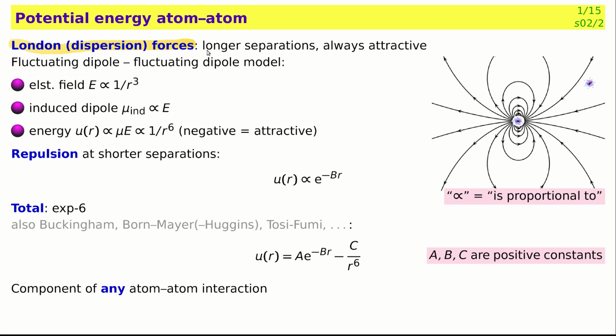These forces are usually explained by the fluctuating dipole model. The reason is the following. Let's have here such an atom, and it is composed of a nucleus, which has a large mass, as you know, and electrons. These electrons are in motion. Even if we use quantum mechanics to describe them, these electrons are in motion.